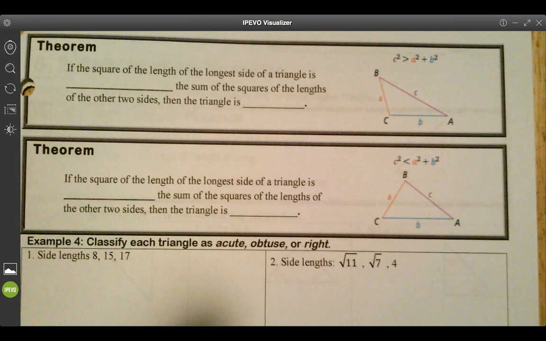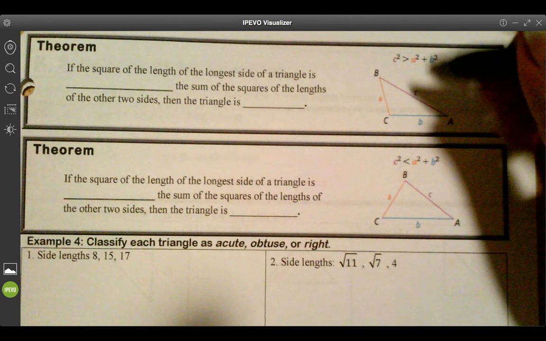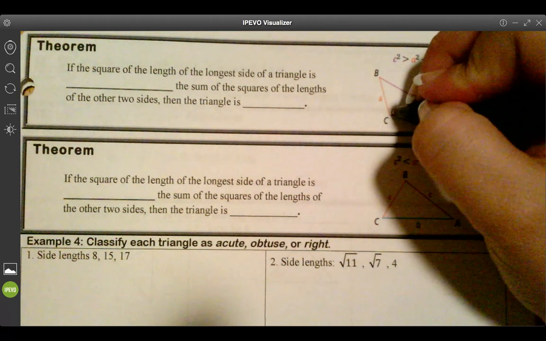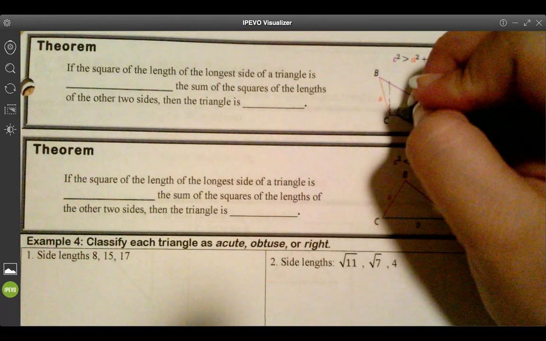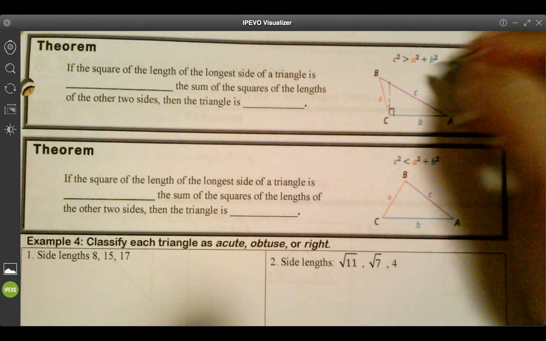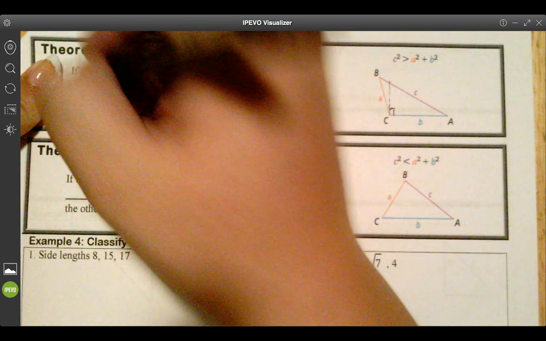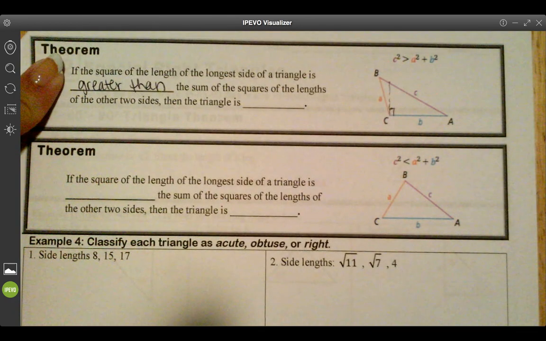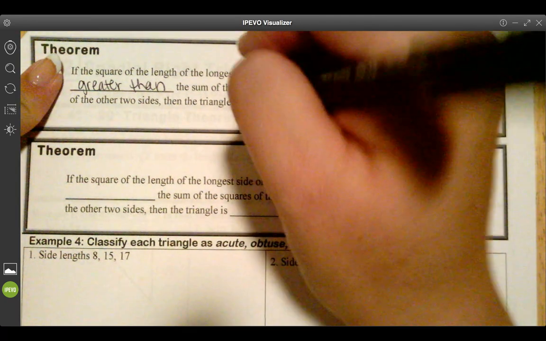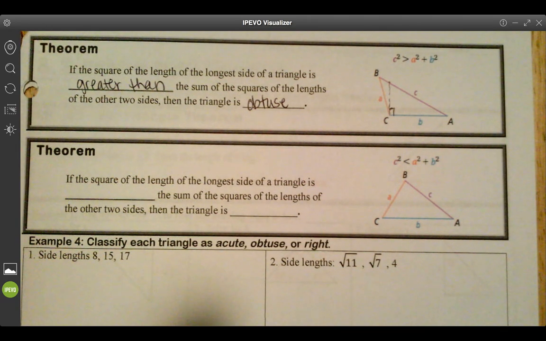If the hypotenuse squared is bigger, that means that the hypotenuse side of the triangle is bigger than what would make it a right triangle. So imagine this. If this was a right triangle, then C would have to be smaller, right? And so if C squared is bigger, then what we end up with is an obtuse triangle. So if the square length of the longest side of the triangle is greater than the sum of the squares of the lengths of the other two sides, then the triangle is obtuse. If C squared is bigger, the triangle angle is bigger. The angle is bigger if C squared is bigger.